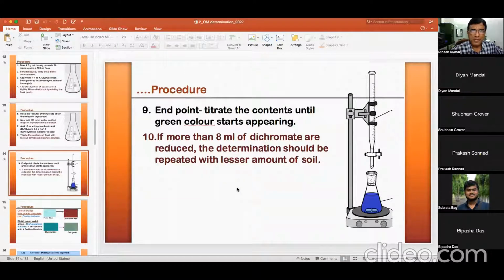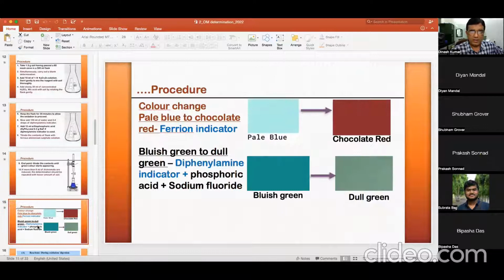Now you could see the end point. Titrate the contents until green color starts appearing. You have seen the green color here. Normally the color changes from blue to chocolate red. This chocolate red color comes when you use ferroin as indicator. If you use ferroin, there is no need to use phosphoric acid and sodium fluoride. I will tell you why addition of these two is required when we use diphenylamine indicator.